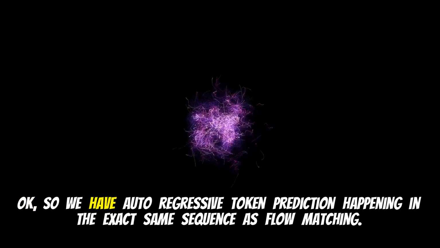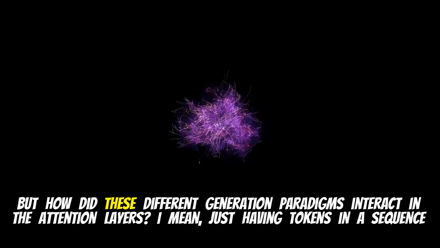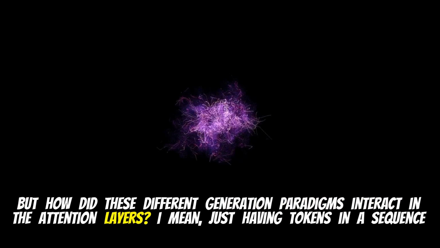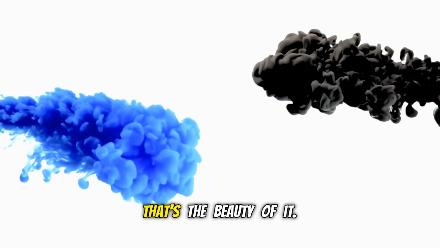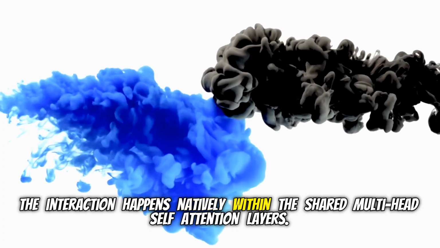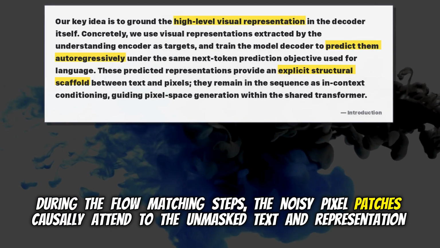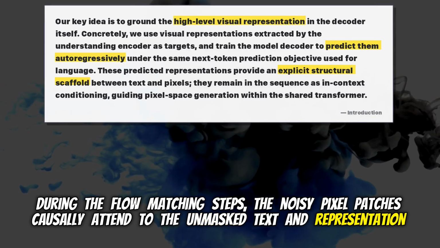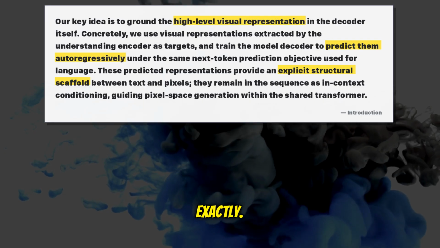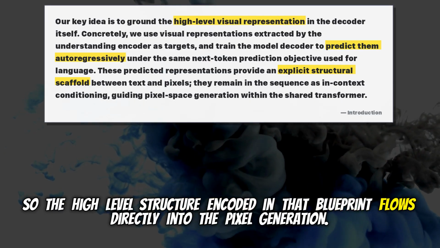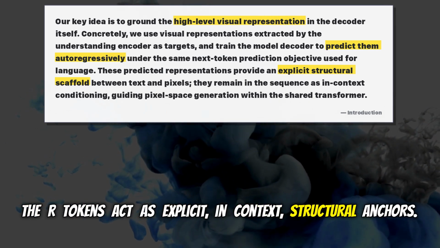Okay, so we have autoregressive token prediction happening in the exact same sequence as flow matching. But how do these different generation paradigms interact in the attention layers? I mean, just having tokens in a sequence doesn't automatically mean they inform each other well. That's the beauty of it. The interaction happens natively within the shared multi-head self-attention layers. During the flow matching steps, the noisy pixel patches causally attend to the unmasked text and representation tokens. Oh, because the R tokens sit right before the P tokens in the sequence. Exactly. So the high-level structure encoded in that blueprint flows directly into the pixel generation. The R tokens act as explicit, in-context structural anchors.